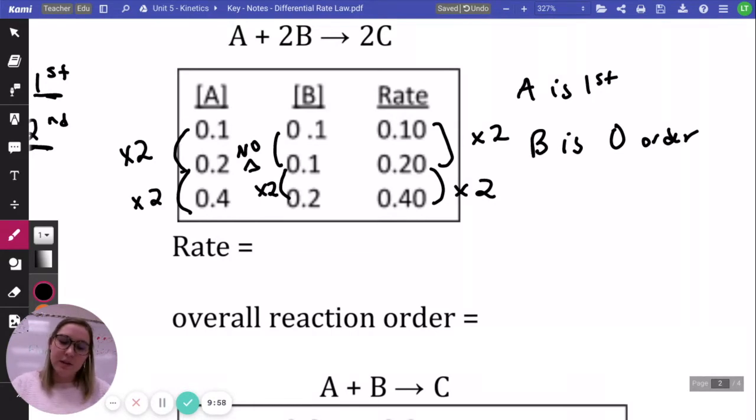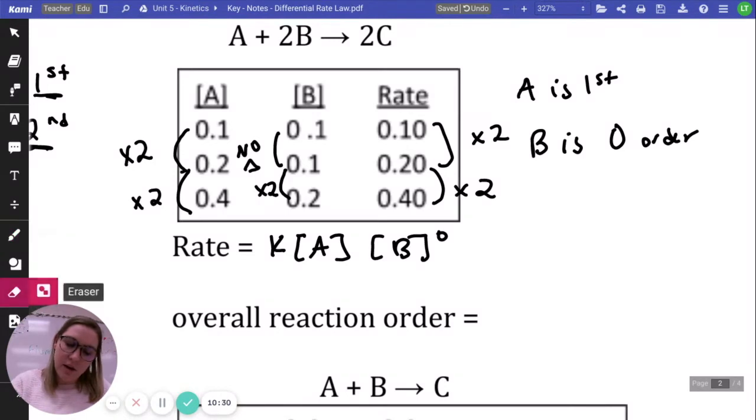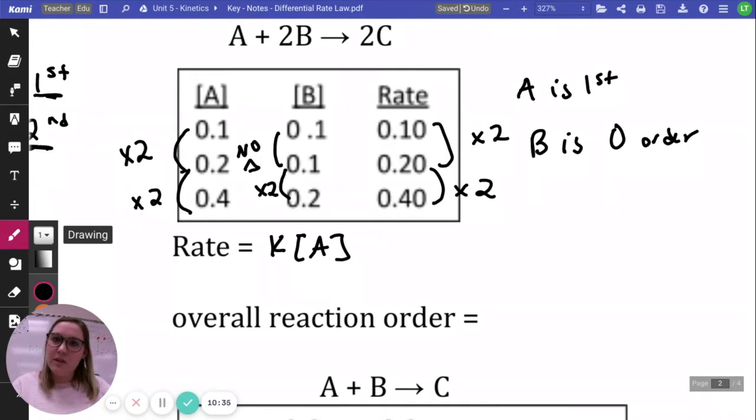Since our concentration of A doubled and our rate doubled, and we already knew A was first order, that's the only change we see from the concentration of A. So my rate is going to be k times the concentration of A to the first power, and then B to the 0 power. Anything raised to the 0 power is just 1, so we don't need to include that in our rate law. It would just be k times the concentration of A, and our overall reaction order here would be 1.